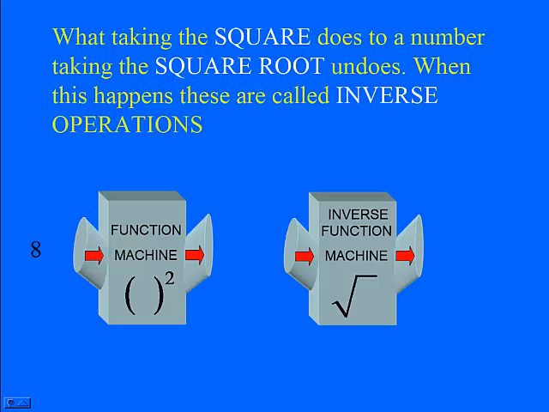Watch what happens to the number 8 below. First, we'll put it into our square machine, and that will make a perfect square 64. Then, we'll take the 64, put it into our square root machine, and out comes the number 8, the original number we started with.